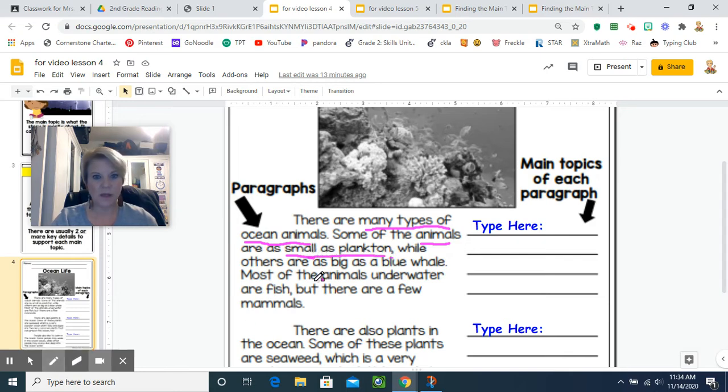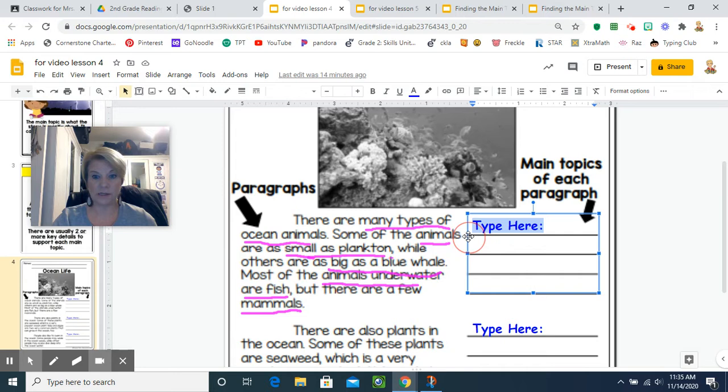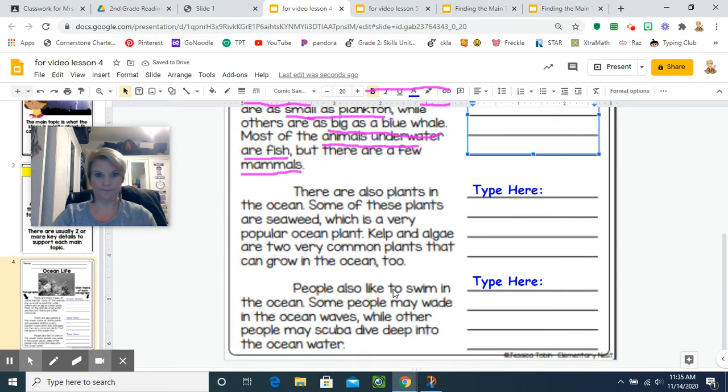Others are as big as blue whales. Most of the animals underwater are fish. But there are a few mammals. So all of those things talked about ocean animals. I'm going to type here and say that for this paragraph, the main topic is ocean animals. Okay? All right, let's go to our next paragraph.